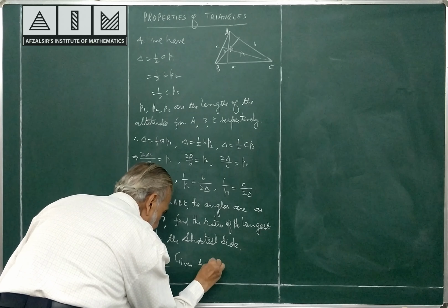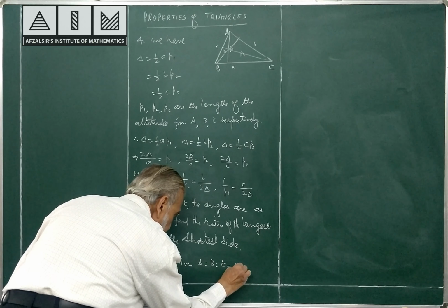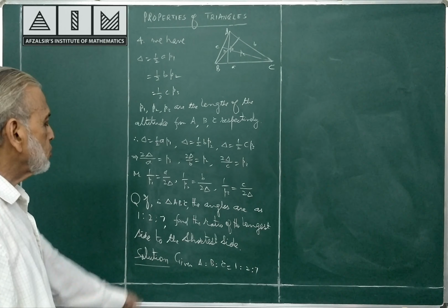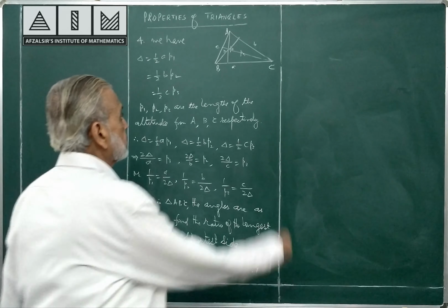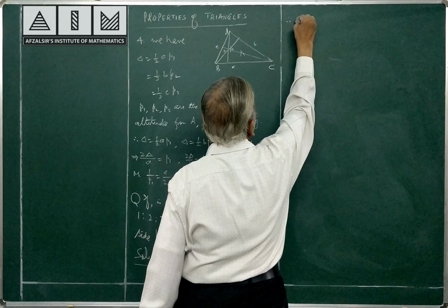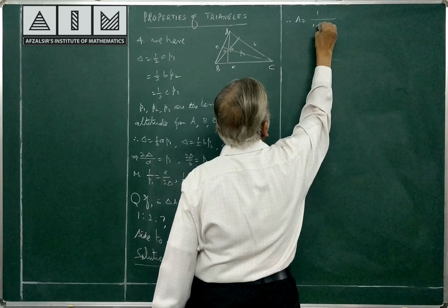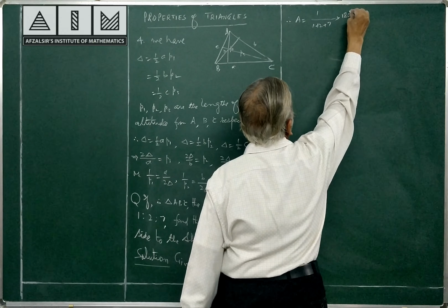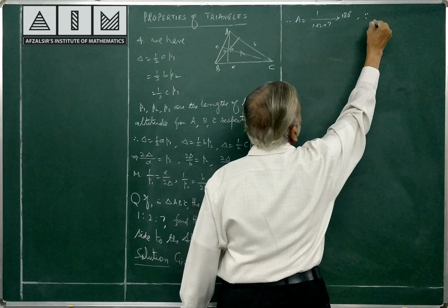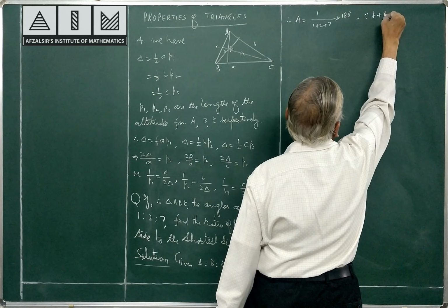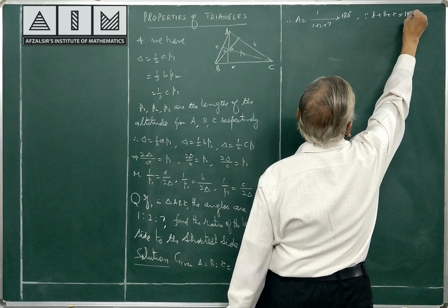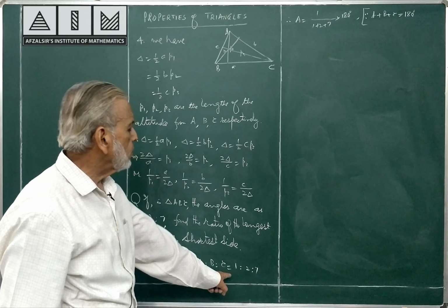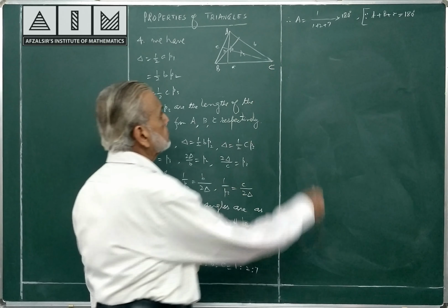Given the angles are in the ratio 1:2:7. You know the sum of the angles is 180 degrees. Please see here. First one, 1 by 1 plus 2 plus 7 into 180.